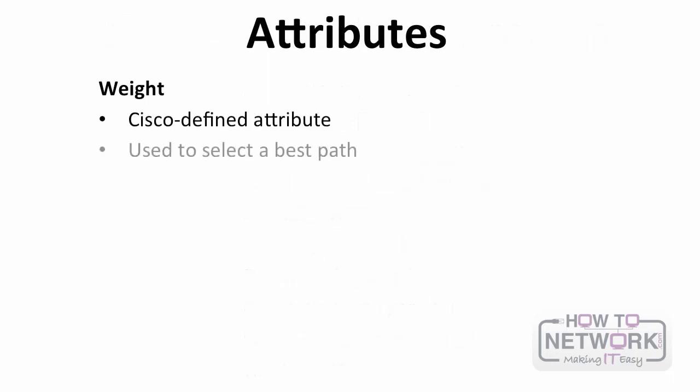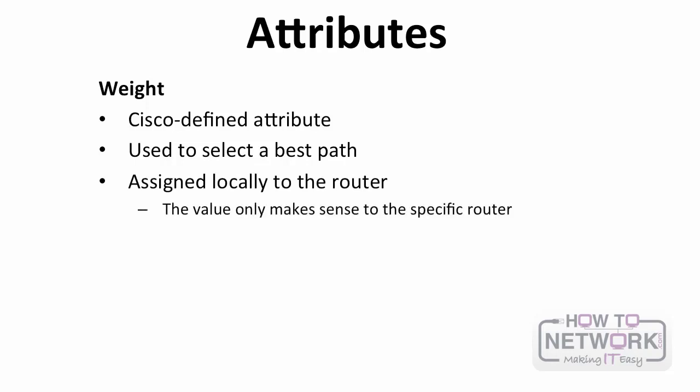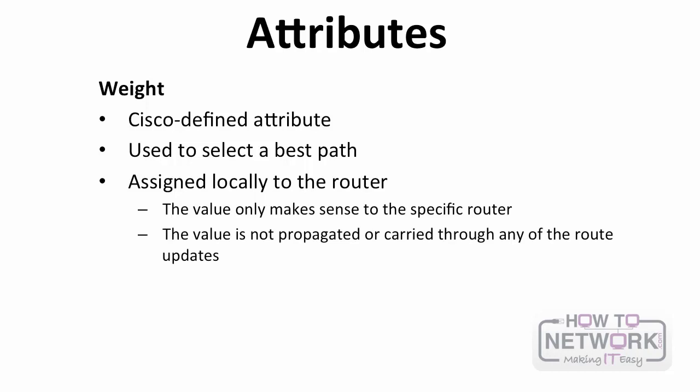Now let's focus in on weight for now. Weight is Cisco unique. It's a Cisco defined attribute, and it is used to select a best path. It is assigned locally to the router, and that is, it only makes sense to the local router. It is not propagated throughout the AS.